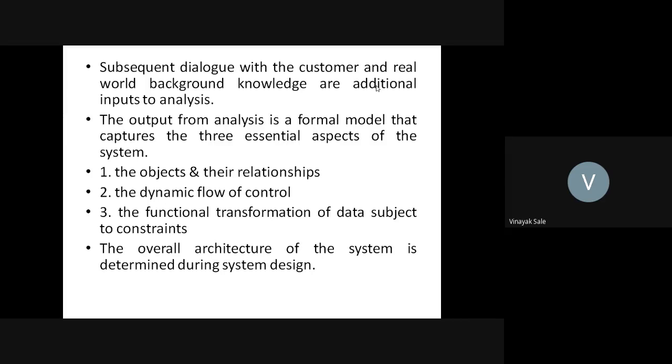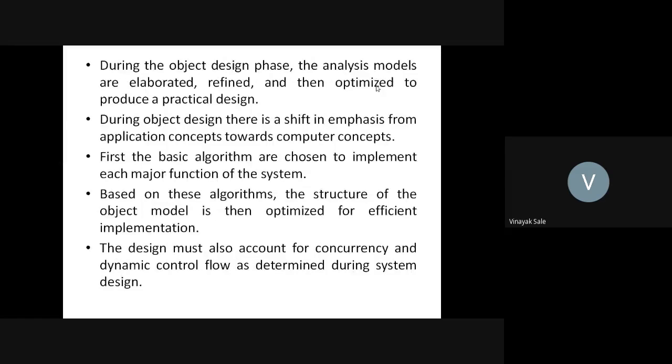The output of analysis is a formal model that captures three essential aspects of the system: the objects and their relationships, the dynamic flow of control, and the functional transformation of the data. The overall architecture of the system is determined during the system design. During the object design phase, the analysis model is elaborated, refined, and optimized to produce a practical design.